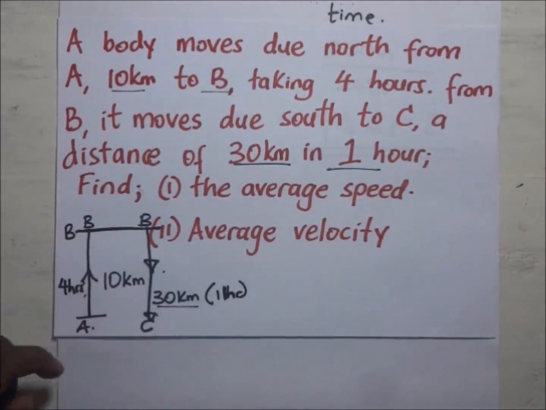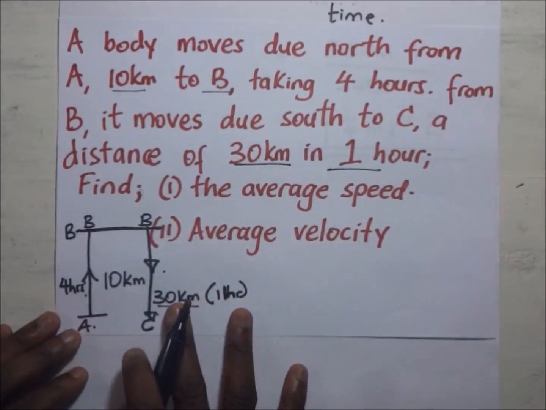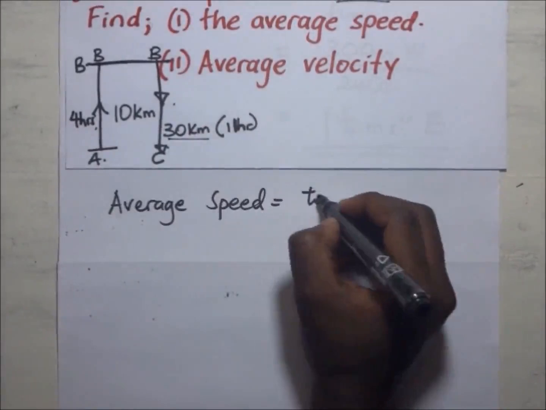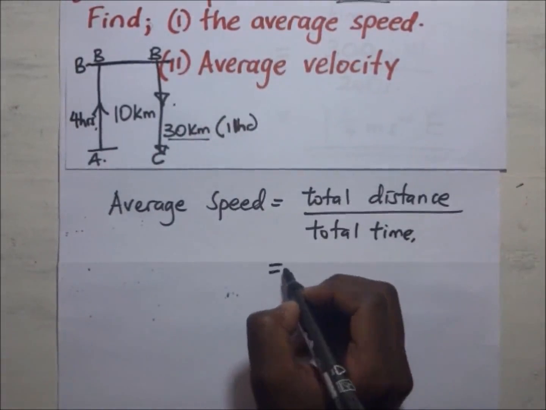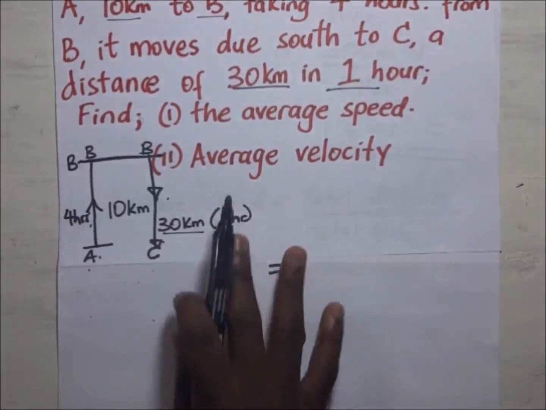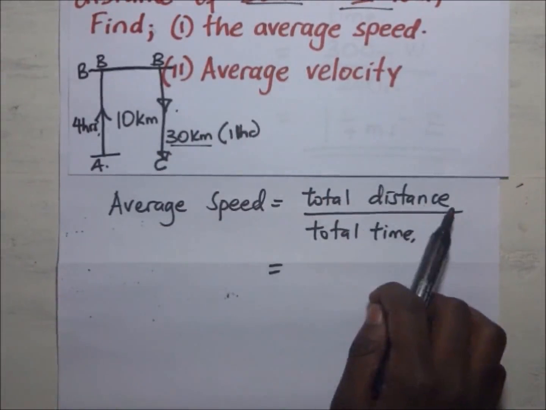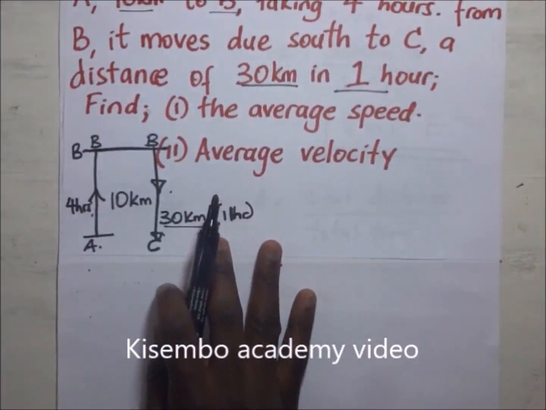This is longer. So we are supposed to find the average speed. Again, to find average speed, it's going to be total distance divided by total time. Since we are dealing with distance when we are trying to find average speed, we deal with total distance. Distance, we are only going to concern ourselves with the magnitude.